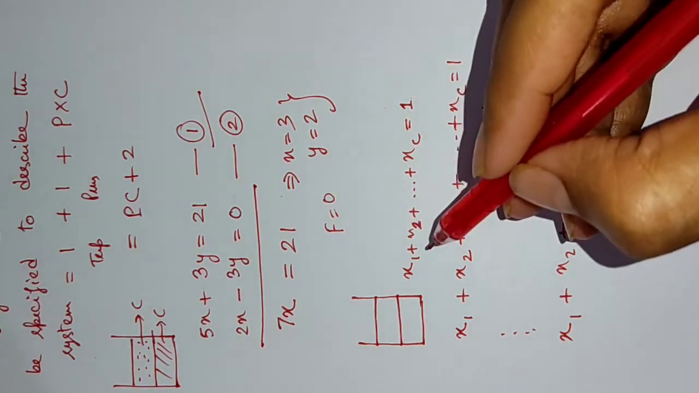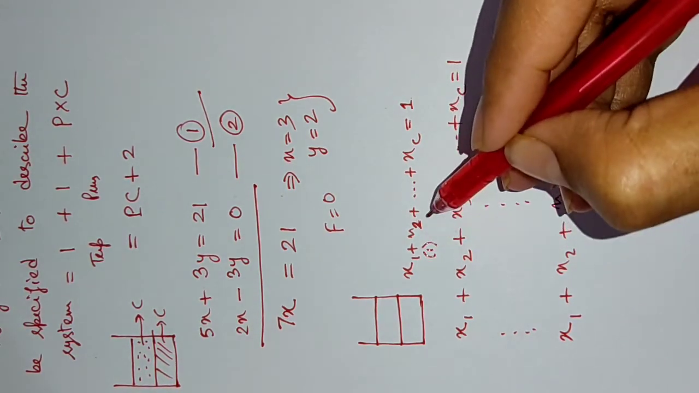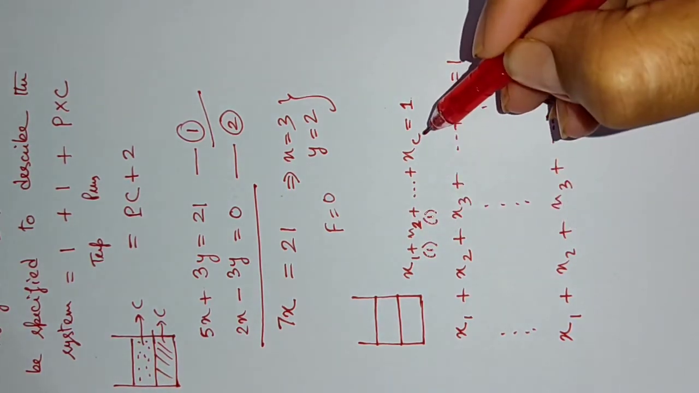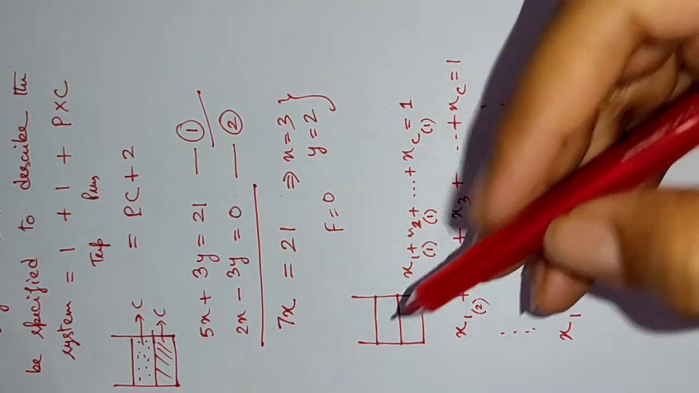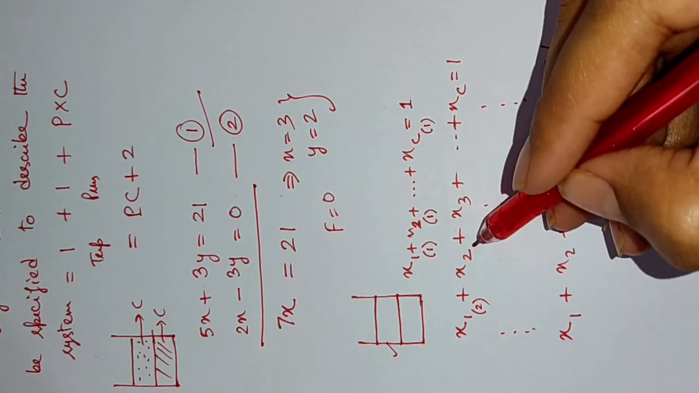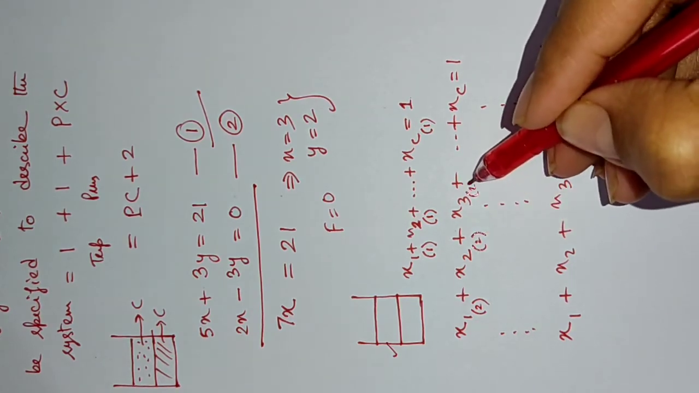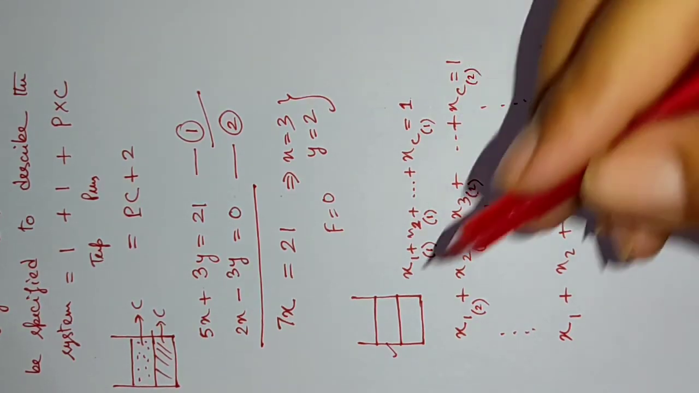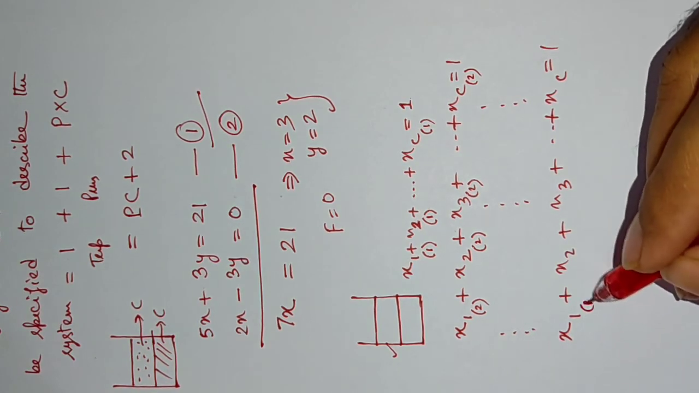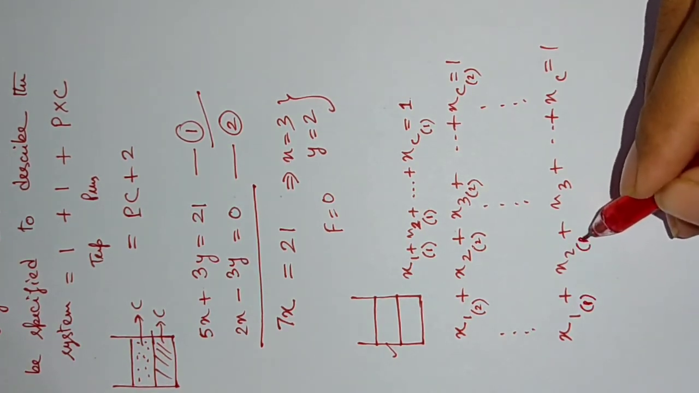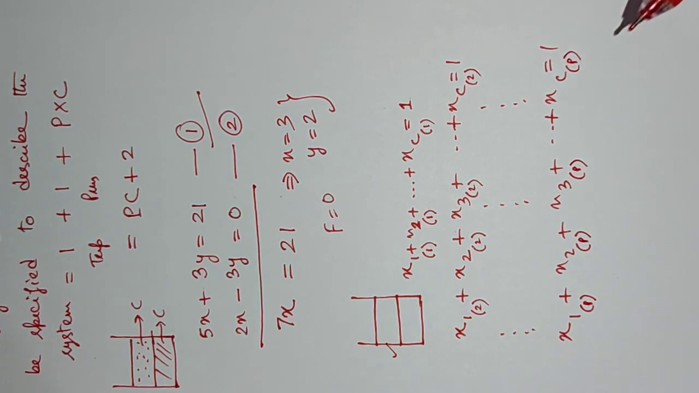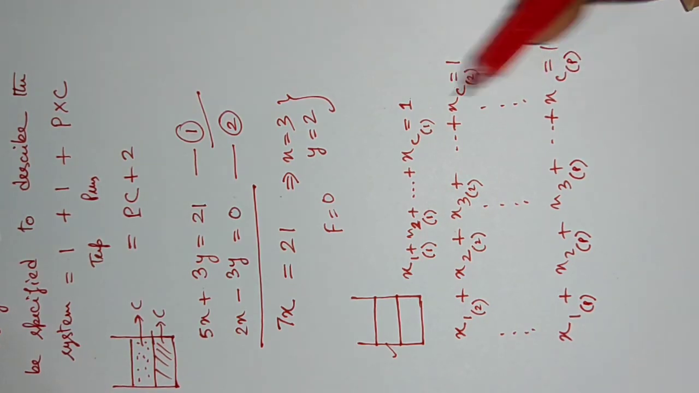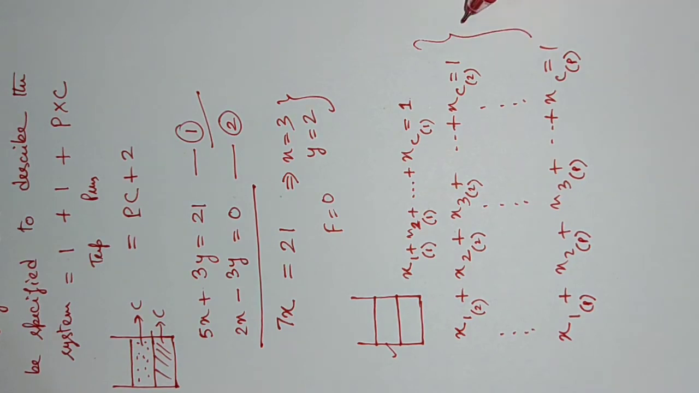Now this is for the first phase. This is for the second phase, for the second layer. And this is for the last layer, the pth phase. So how many equations will we have? We will have p number of equations.